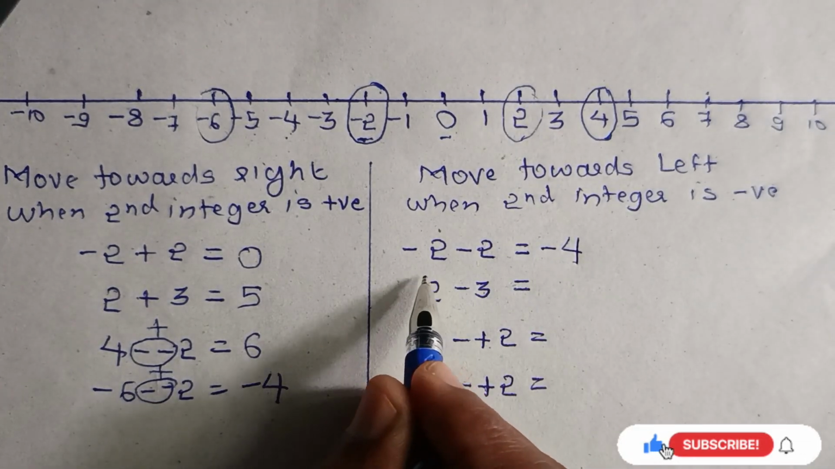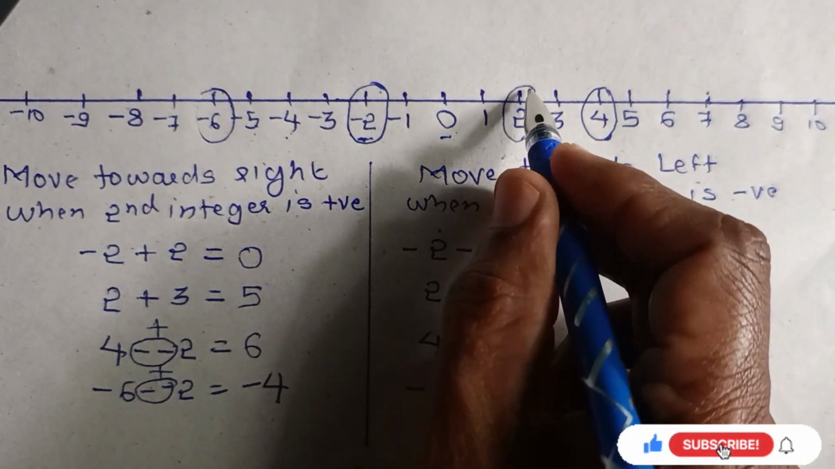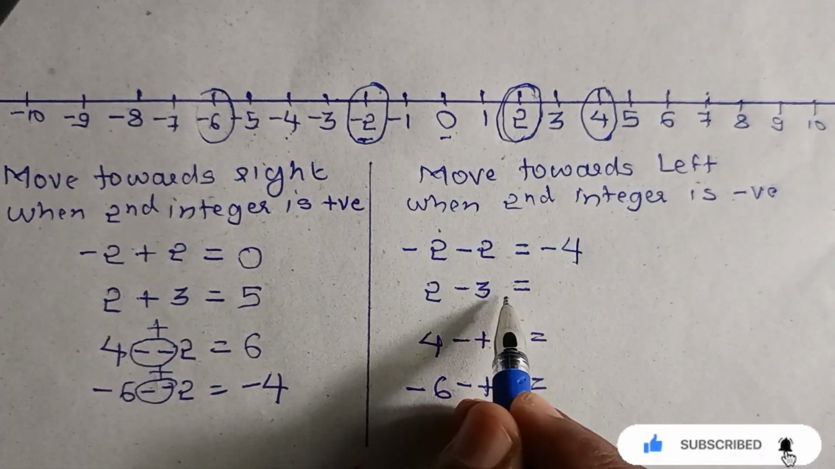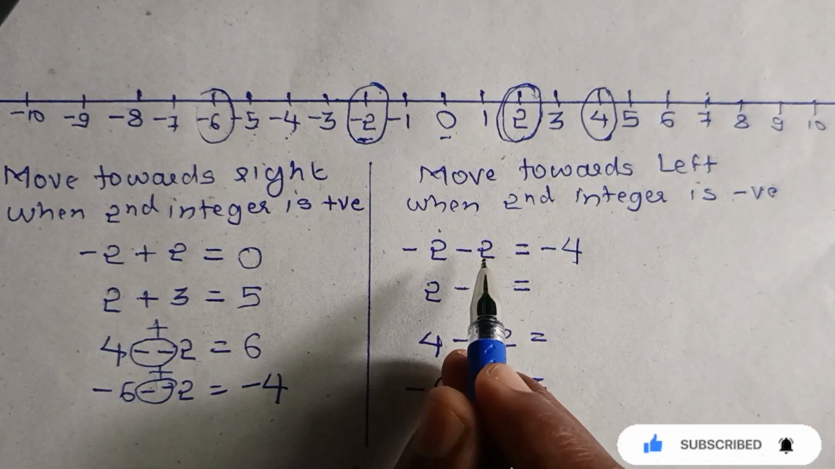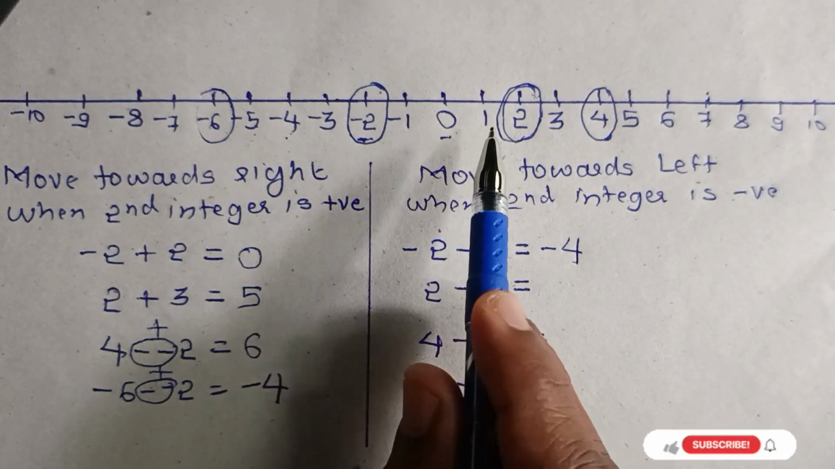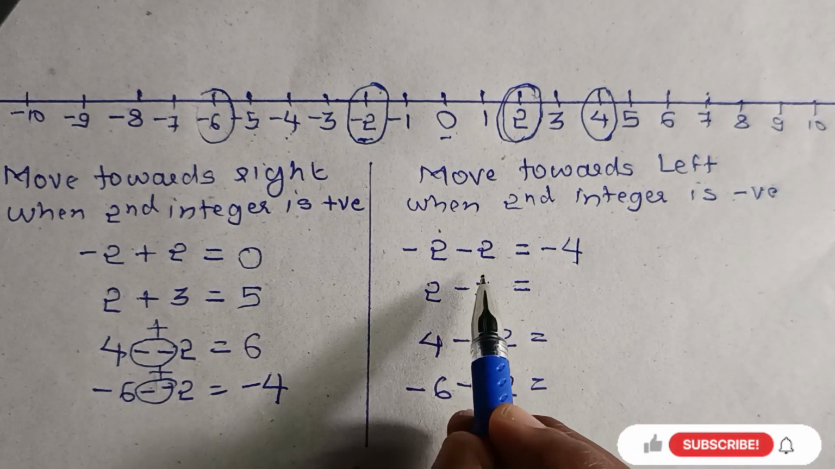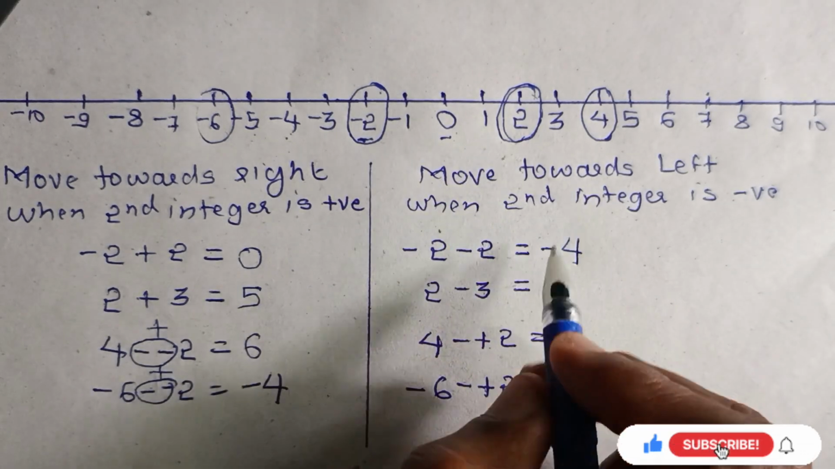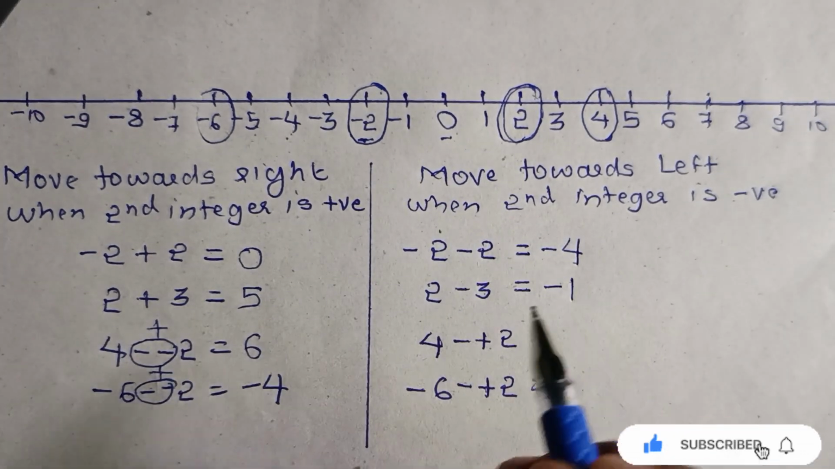Here the first integer is 2. So -3. -3 means you have to move towards the left-hand side of the number line. So how many places do you have to move? 3. 1, 2, 3. So the correct answer is -1.